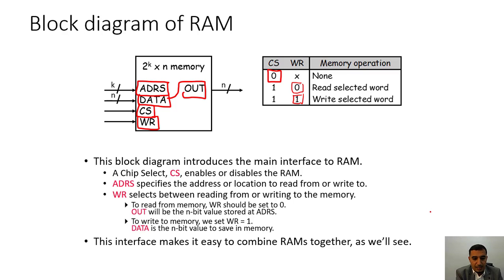Now a chip select enables or disables the RAM. The address specifies the location to read from or write to in the RAM. WR selects between reading from or writing to the memory. To read from the memory, WR should be set to 0. To write to the memory, WR should be equal to 1. This interface makes it easy to combine RAMs together.